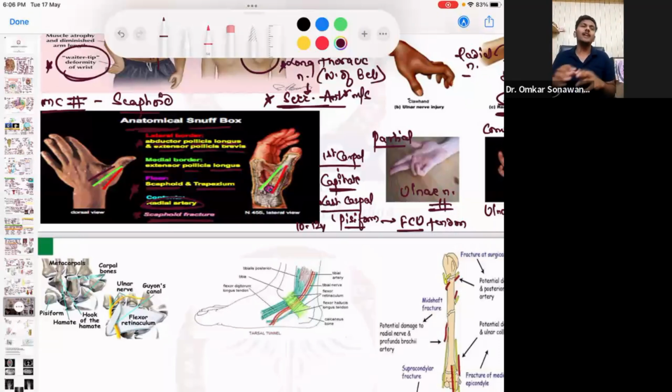Body of talus. Okay, there is a fracture at the neck of talus, which causes AVN of the body of talus.